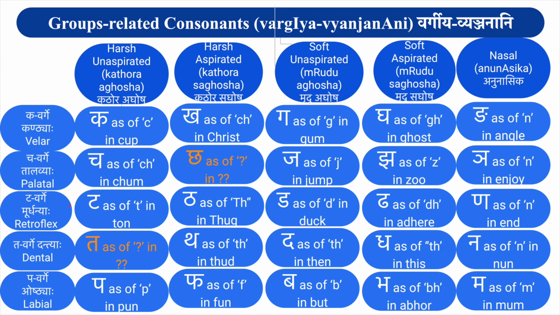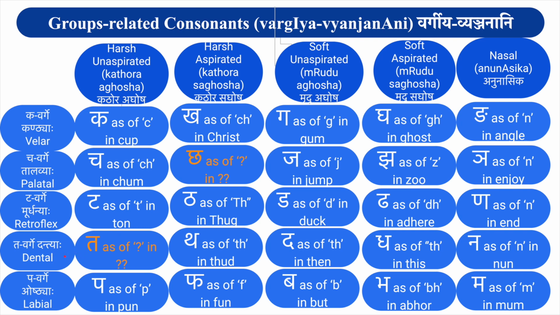The third group is Tavarga. This is of retroflex Vyanjanas. And the Sanskrit word for that is Murdhanyaha. Ta as of T in ton. Tha as of th in thug. D as of D in duck. Dh as of dh in adhere. N as of n in end.